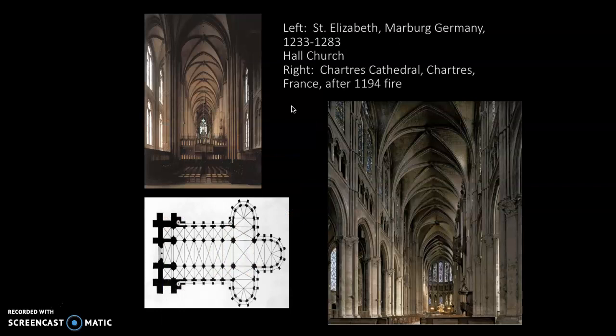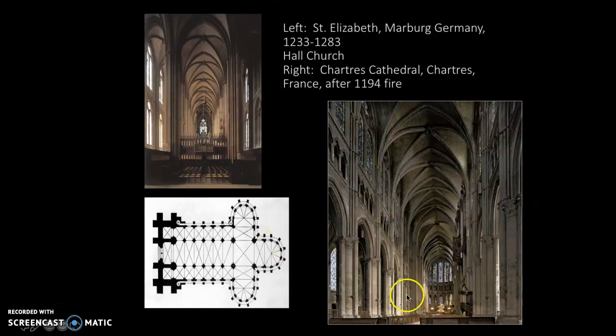If we move to Germany, we also see a different approach to Gothic here as well. Each place we visit, the Gothic is morphed a little bit. It's transformed. And in Germany, the key here is what is called a hall church plan. This is a plan that is one story.